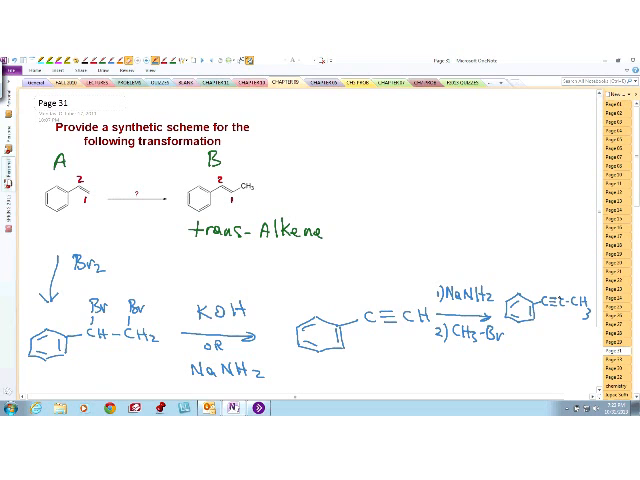Okay. Now what do I do from there? Keep in mind, this is where we need to go. We need to form a trans alkene. Which one? No, that's a 6. Okay, you need lithium. Exactly. Okay. Folks, you need to know those reagents.